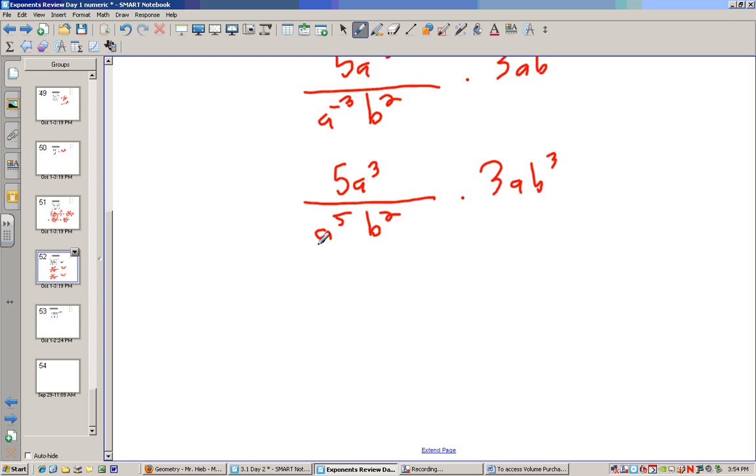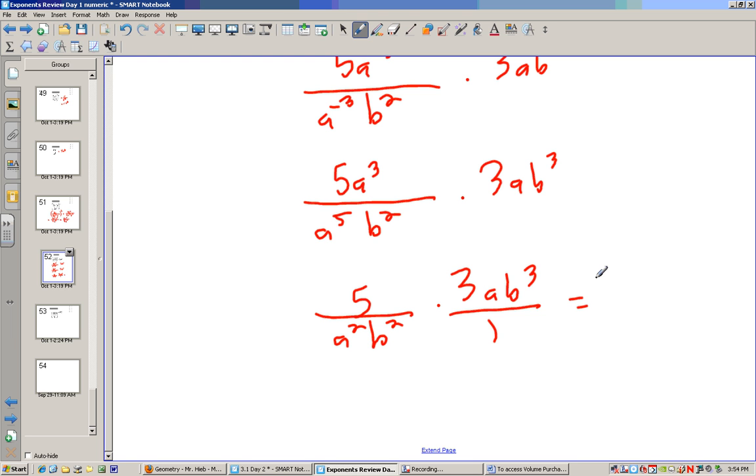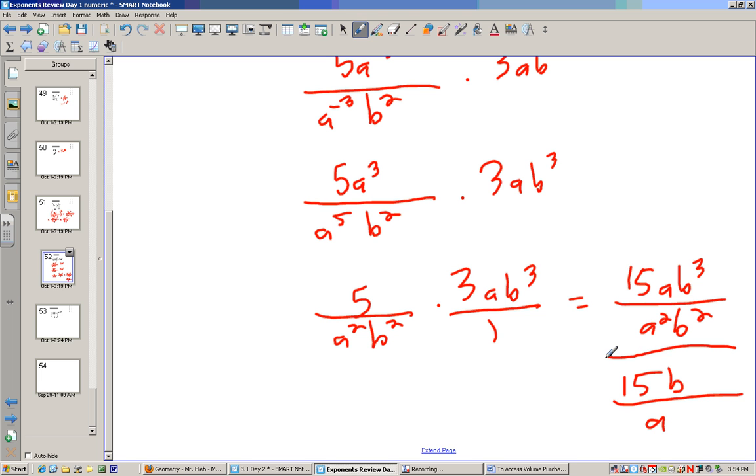Here I would cancel 3 a's on top with 3 a's on the bottom, so I'd have 5 over a squared b squared times 3ab to the third, and this would be like over 1. So if I multiplied that out, it would be 15ab to the third over a squared b squared. Now these a's would cancel out, leaving 1a left on the bottom. These b's would cancel out, leaving 1 on top. So 15b over a is our answer.